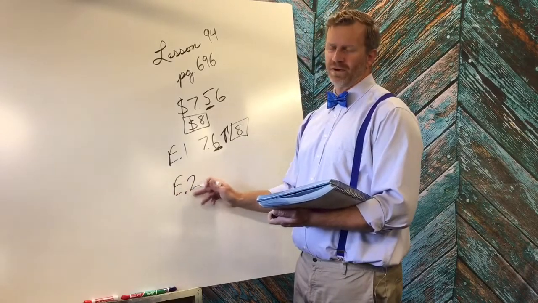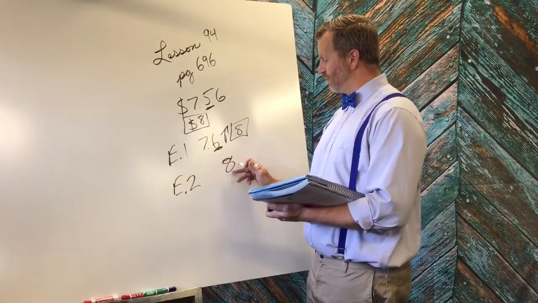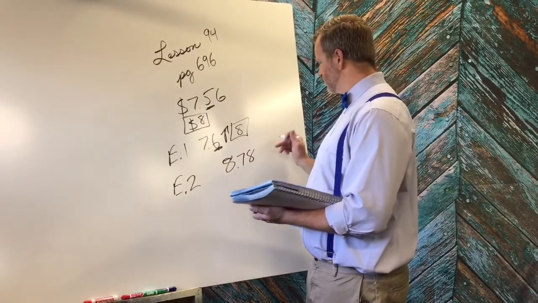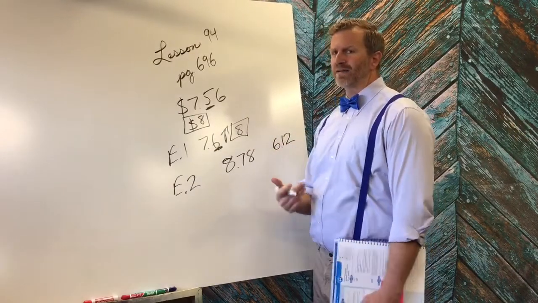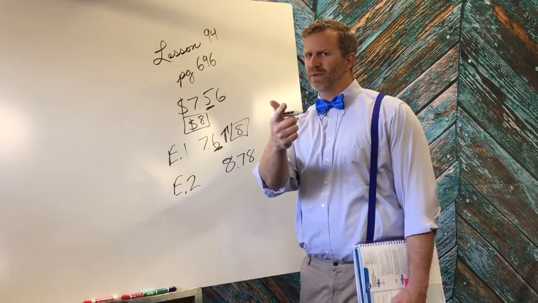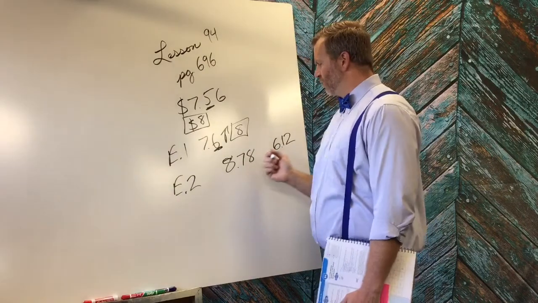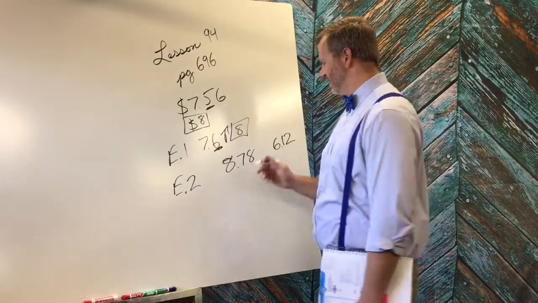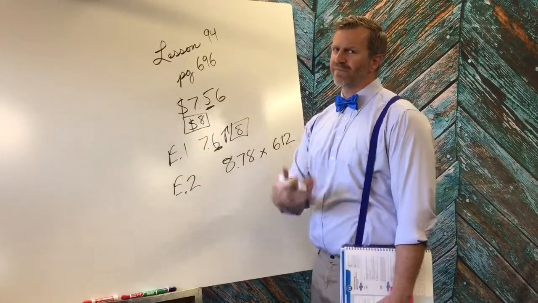Example number 2. Little bit more difficult, but not really. It says estimate the product of 8.78 and 6.12. Now, it's talking about products, so what do they want us to do? Someone say it. Say it nice and loud so your mom knows you're paying attention to the video. Cassidy, what do you think? So, they want us to find the product. Yeah, there you go. We got to multiply, but we got to estimate first.